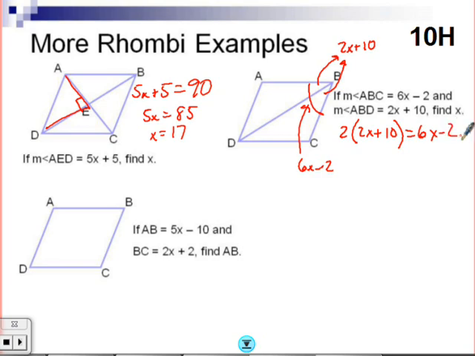I'm going to divide both sides by 2 again. Again, if this confuses you, talk to your teacher about the algebra involved here. 2x plus 10 equals 3x minus 1, and I get x equals 11.